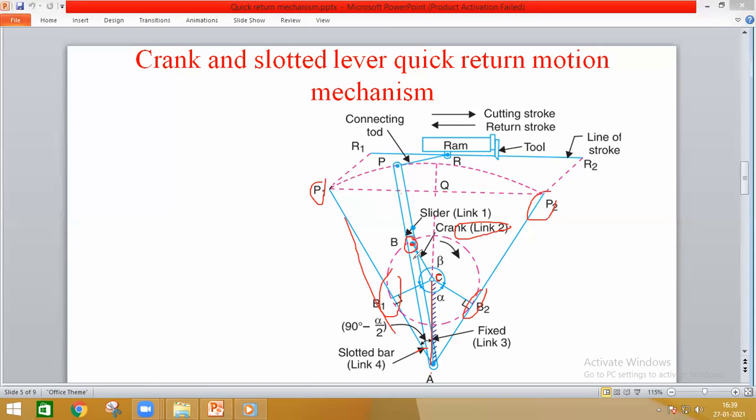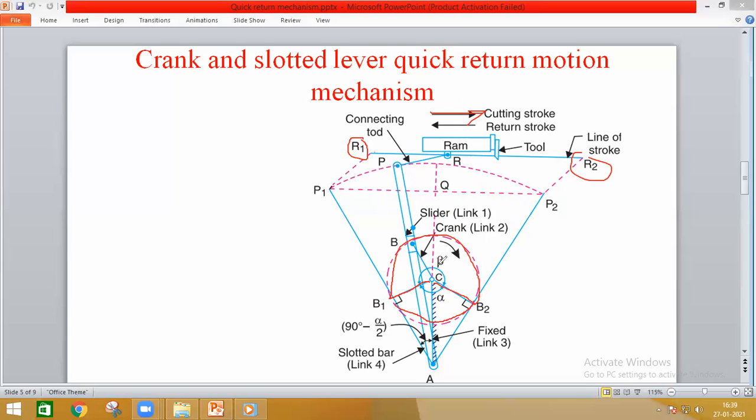The forward cutting stroke occurs when the crank rotates from the position CB1 to CB2. So here, let us see. When the crank is moving from the CB1 position to the CB2 position, the forward stroke is happening. That means the ram is moving from R1 to R2. So this is the cutting stroke, or we can call it the forward stroke. When the crank moves from CB2 to CB1, the return stroke is happening.